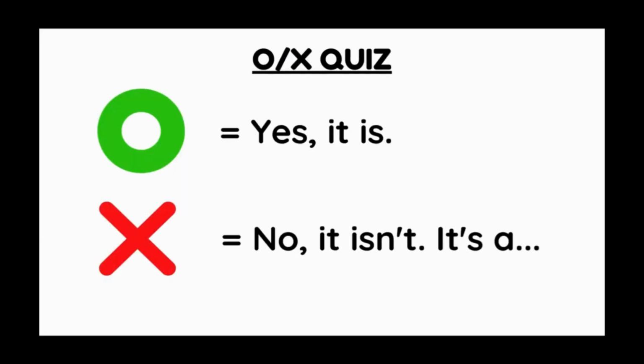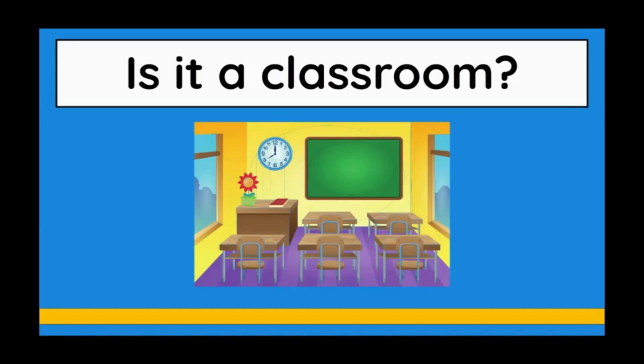Okay. Now we're going to do some practice together. What I want you to do is I'm going to show you an image and I'm going to tell you that this is a blank. I might show you a picture of a t-shirt and ask you, is this a water bottle? If I ask you this, you should say, no, it isn't. But if I show you a picture of a water bottle and I ask, is it a water bottle? You should say, yes, it is. Got it? All right. Is it a classroom? Pause and answer this question for me.